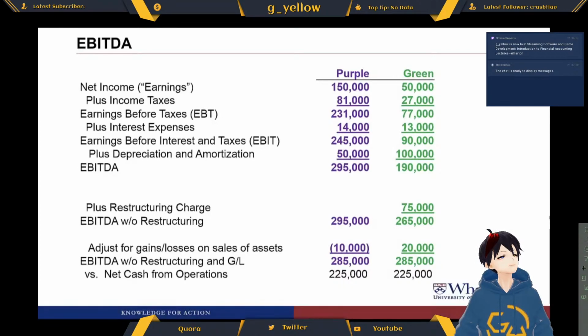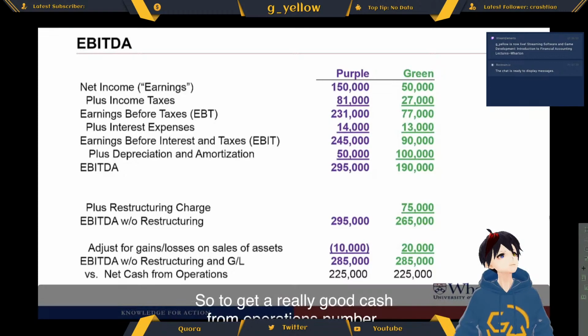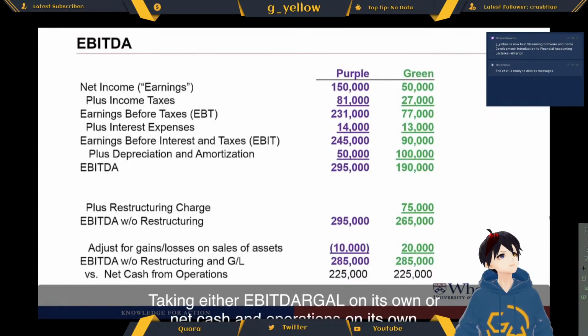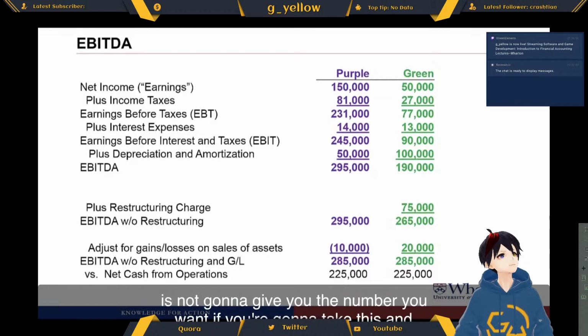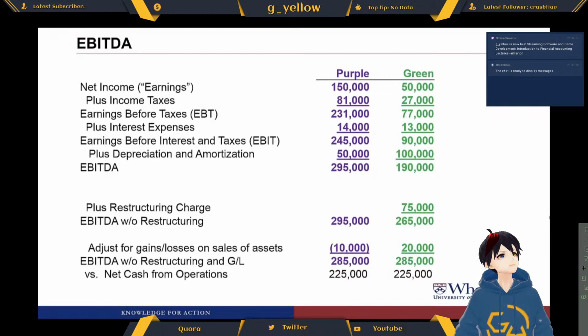So to get a really good cash from operations number, I would suggest one of the two following approaches. Either calculate EBITDARGLE and then adjust for all the changes in working capital, or take net cash from operations and then add back the cash interest and cash taxes to remove those two. But you have to do one of those two approaches. Taking either EBITDARGLE on its own or net cash from operations on its own is not going to give you the number you want if you're going to take this and put it into a free cash flow model.